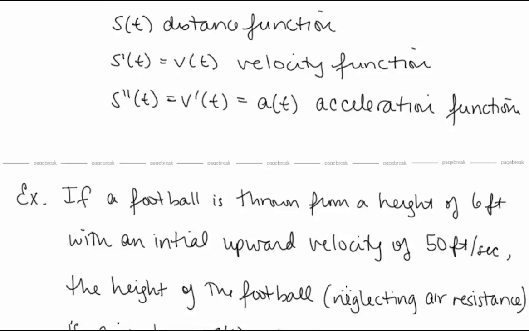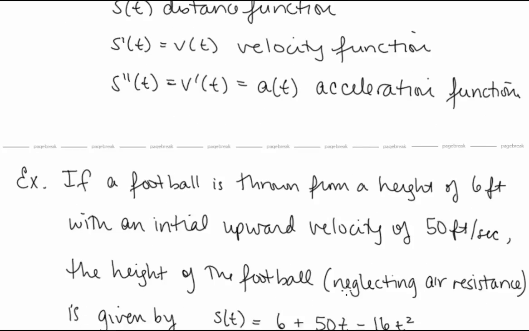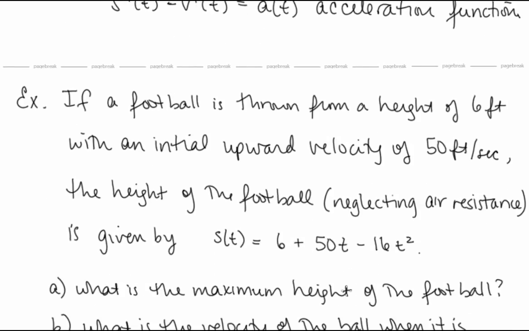So here, if a football is thrown from a height of 6 feet with an initial upward velocity of 50 feet per second, the height of the football, neglecting air resistance, is given by s of t equals 6 plus 50t minus 16t squared. So they're giving us a distance function here that represents height of the football at any given time.